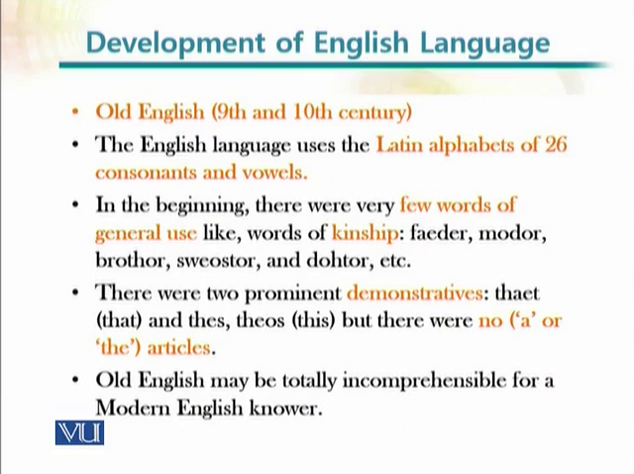In Old English, we had 26 letters including consonants and vowels. In the beginning, there were very few words of general use, like the words of kinship. We had father, mother, swester instead of sister, and daughter. So these were few words of kinship which were used at that time, and there were only two dominant demonstratives, which were that and this. It was so different that the modern or contemporary user of the English language may think it incomprehensible for himself or herself.